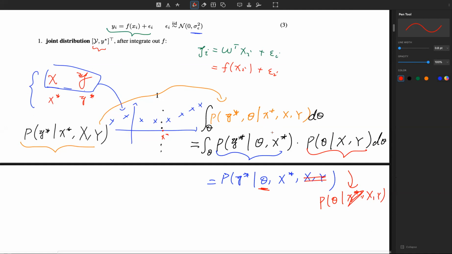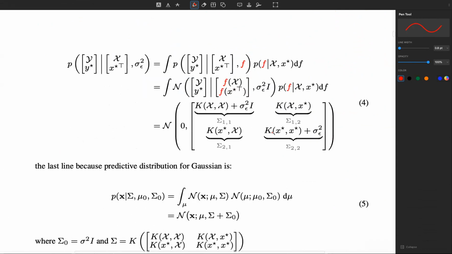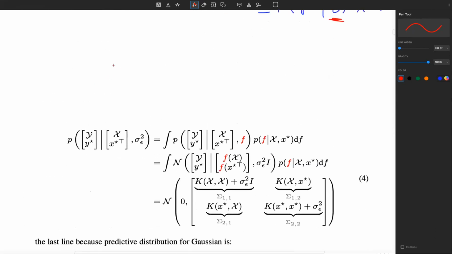It's used everywhere. We try to do the same thing here, but slightly differently because luckily we have a Gaussian distribution. What do you know about Gaussian? If your joint density is a Gaussian, what does it say about the marginal density? It's also Gaussian, right? What about the conditional? It's also Gaussian. What about the predictive distribution? What's a predictive distribution? It's also Gaussian, but what is it?